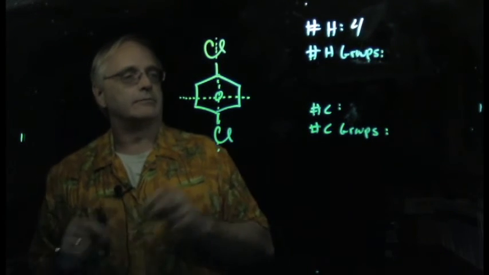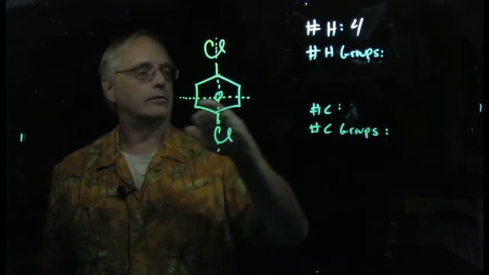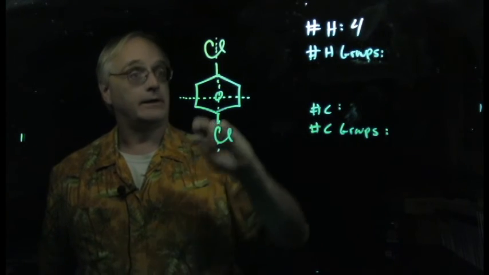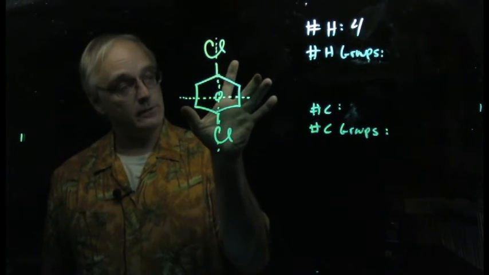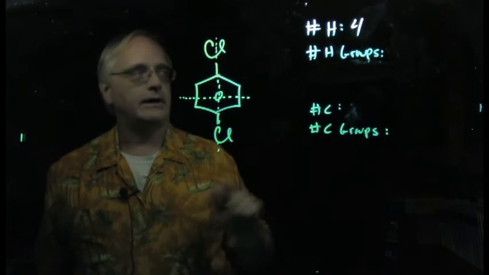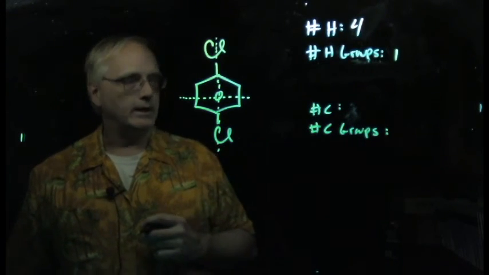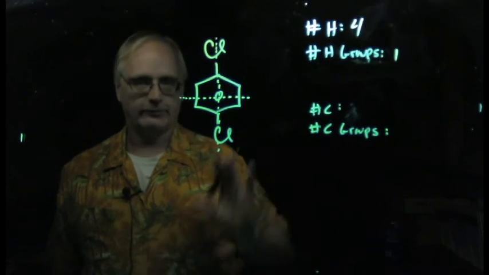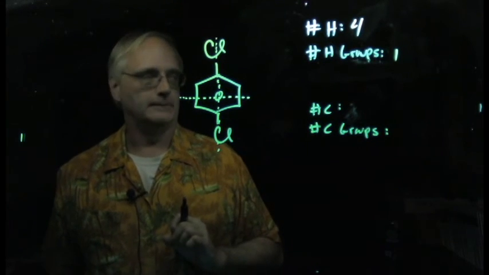So the vertical mirror plane renders these 2 equivalent to each other. The horizontal mirror plane renders these 2 equivalent to each other. If these are equivalent to each other, those are equivalent to each other, then let's face it, those are equivalent to each other, these are equivalent to each other. Realize we have 1 proton group in this thing. So we're going to get just 1 peak. It will integrate to 1. We know it represents 4, so we would have an extraordinarily simple NMR spectrum for this particular molecule here.